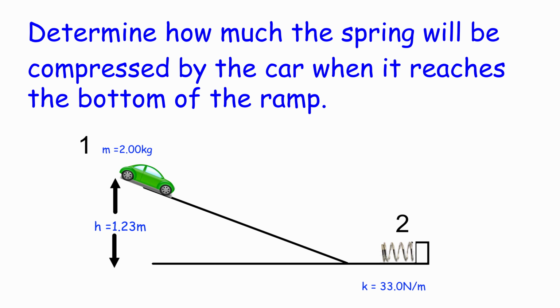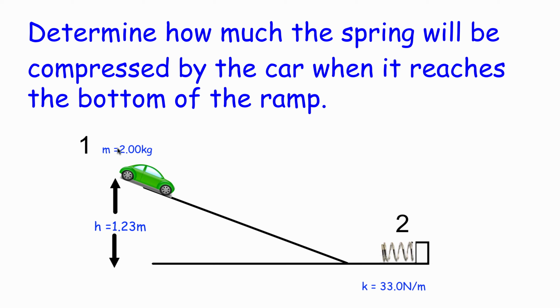Okay, we're going to take a look at a question which involves a conversion of energies: gravitational potential energy, kinetic energy, and elastic potential energy. So the situation is we have a toy car of mass 2 kilograms. It's on a frictionless ramp with a height of 1.23 meters. And at the bottom of the ramp, we have this spring, and the K value is 33.0 newtons per meter.